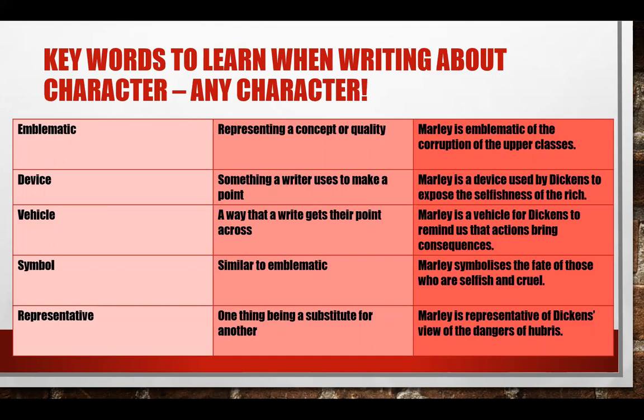Vehicle, a way that the writer gets their point across. Marley is a vehicle for Dickens to remind us that actions bring consequences. Symbol, similar to emblematic. Marley symbolises the fate of those who are selfish and cruel. And finally, representative, one thing being a substitute for another. Marley is representative of Dickens's view of the dangers of hubris.